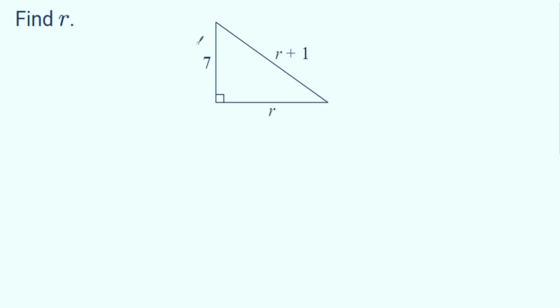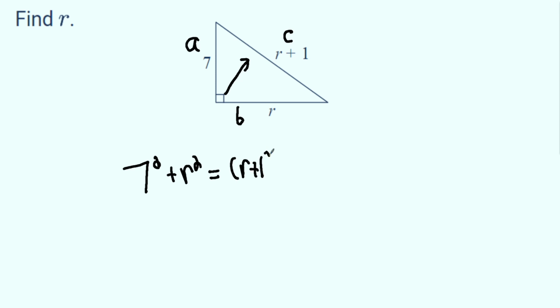We have our legs here at 7, which we could call A, and r, which we could call B. And opposite to the right angle is our hypotenuse, which we could call C. Therefore, we can use our formula a squared plus b squared equals c squared. So, I have 7 squared plus r squared equals (r plus 1) squared. And note that the entirety of r plus 1 is squared, not just r or not just 1.